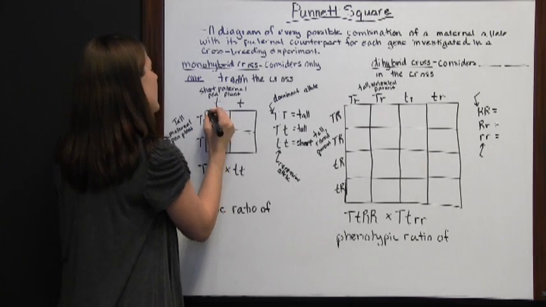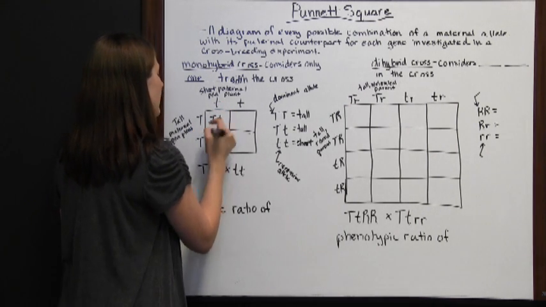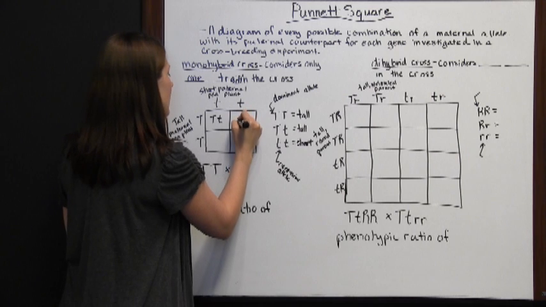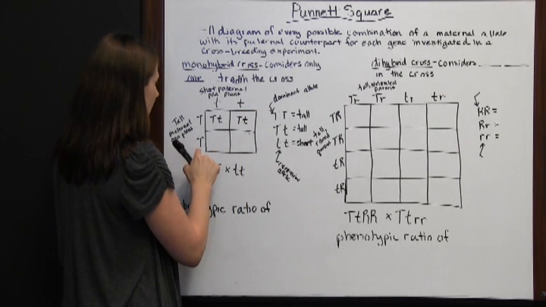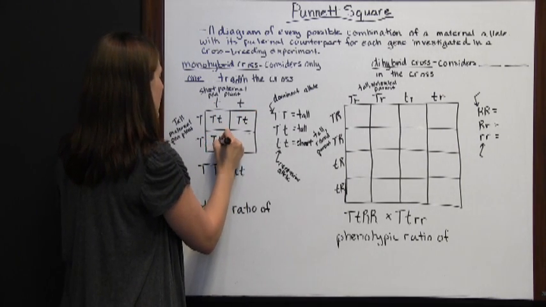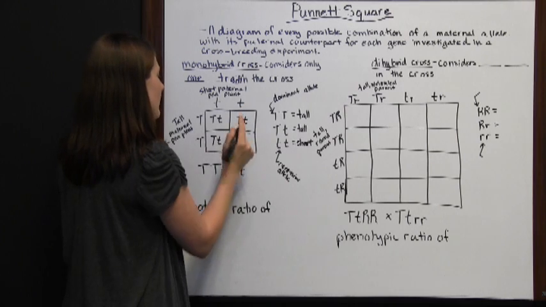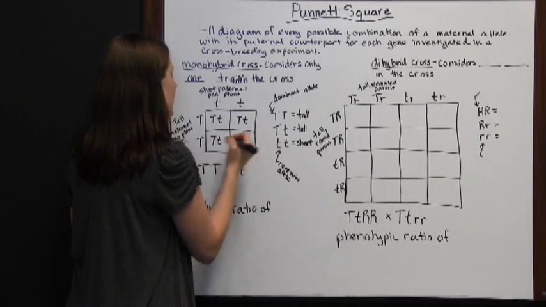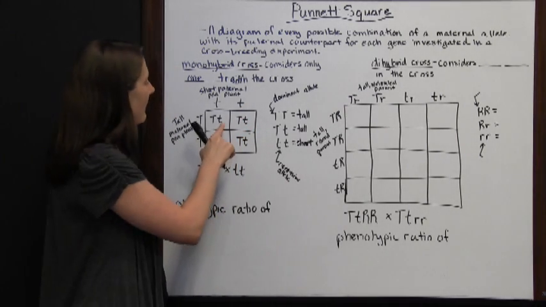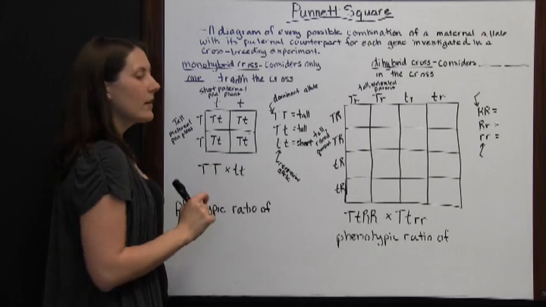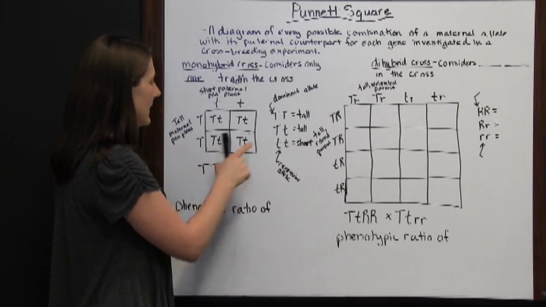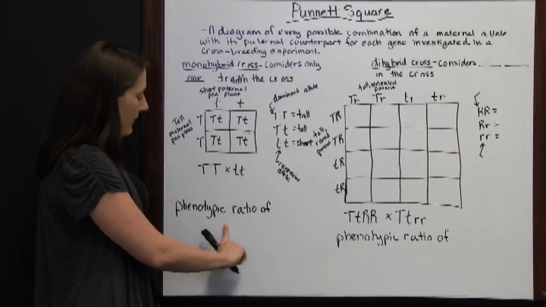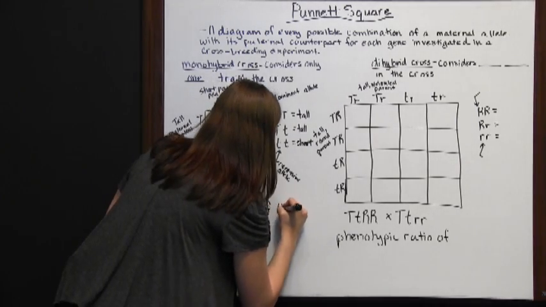We're going to put the big T with the little t in this box, big T with little t in this box, big T with little t in this box, and big T with little t in this box. So since we have 4 that are a combination of a big T and little t, this would give you a phenotypic ratio of 4.